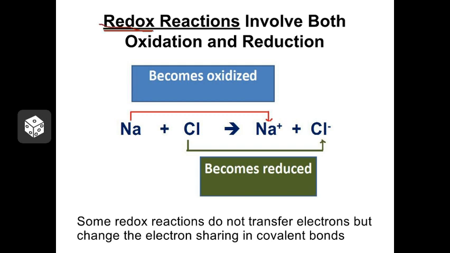And here's an example. When we put sodium and chlorine atoms together, sodium is going to give its electron to chlorine. Sodium, in this example, goes through an oxidation. It is oxidized. And chlorine goes through a reduction. It is reduced. Sodium gets a positive charge because it's lost an electron, and chlorine gets a negative charge because it's gained an electron. Now, this particular redox reaction is pretty easy to interpret because there's a complete transfer of electrons from one atom to another, and that's represented with these little symbols.